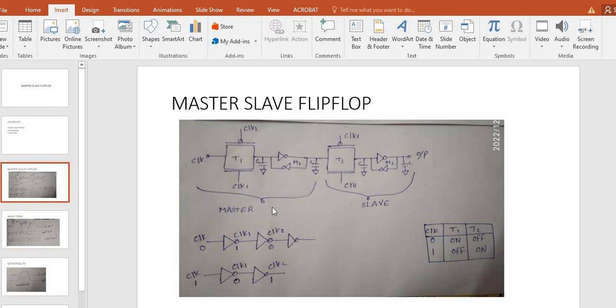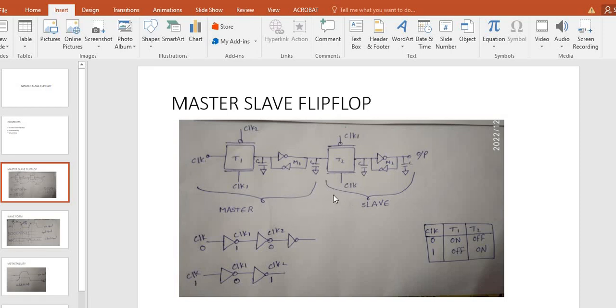Now we are understanding how the master and slave flip-flop will operate. While we are giving clock 0, what will happen? While we are giving clock 1, what will happen? Understood all of us? So this is the master, this is the slave. Whenever we are giving clock 0, meaning low signal, the T1 pass transistor is in the on condition. The T2 pass transistor is in the off condition.